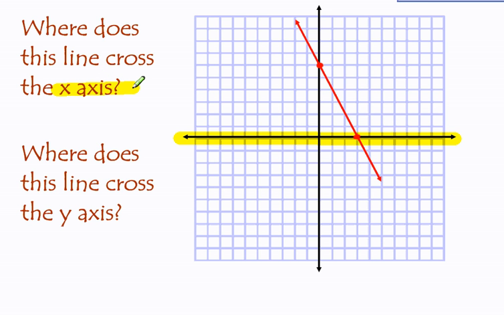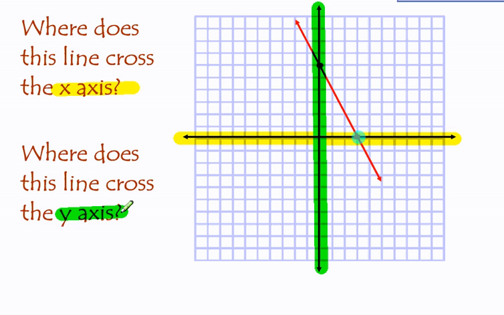So my question, where does this line cross the x-axis? Well, it crosses at this point right here. And my second question then is, where does this line cross the y-axis? Well, the y-axis is the vertical axis, or the up and down. And that's true on every graph.